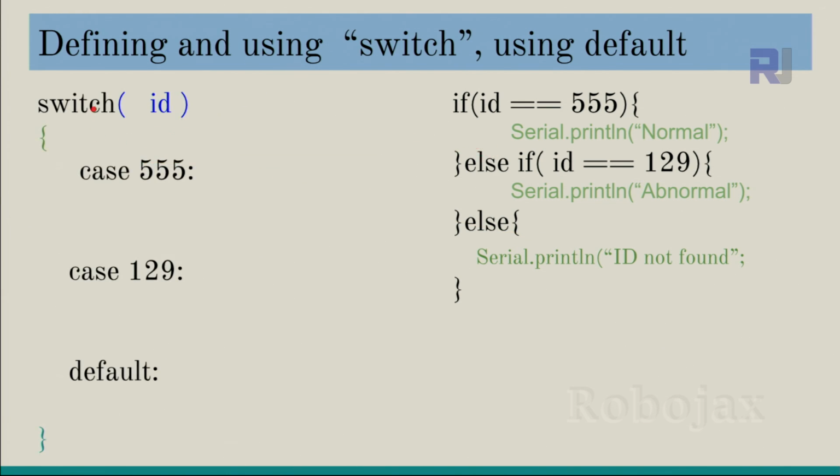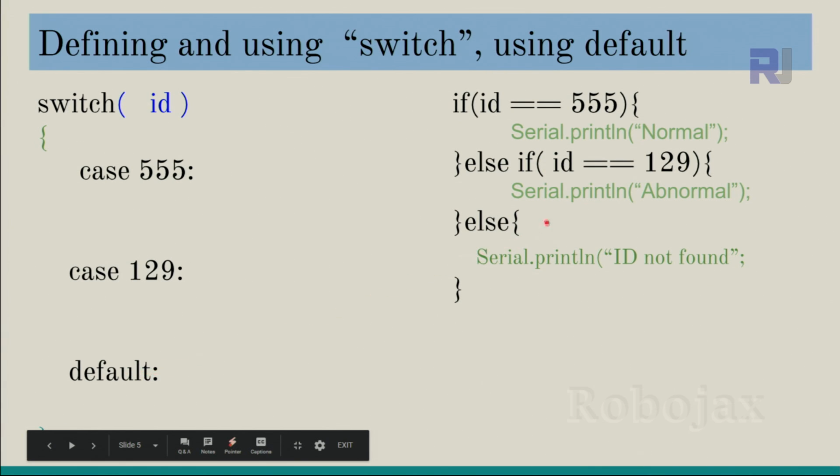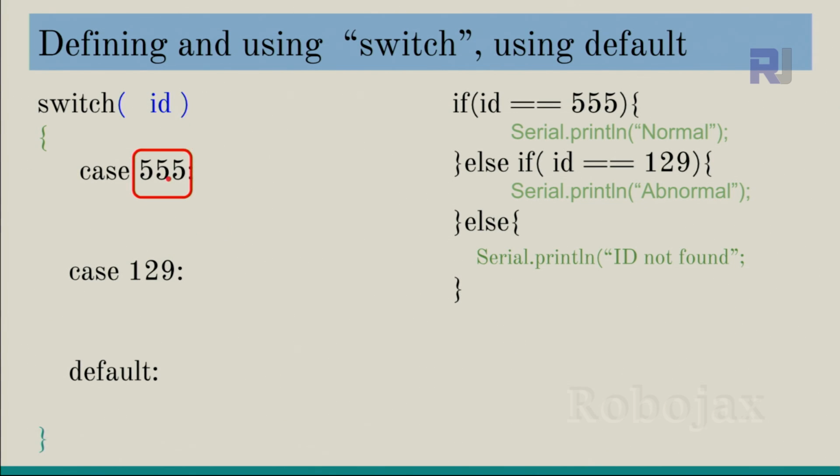This can be written like this. We just put id, and then we put case 555, that's the first one, and then case 129, that's the second one, and then we put default. Default is equivalent to else. And here we check if id is equal to 555, then we Serial.print normal.